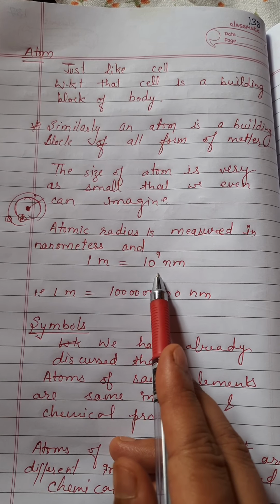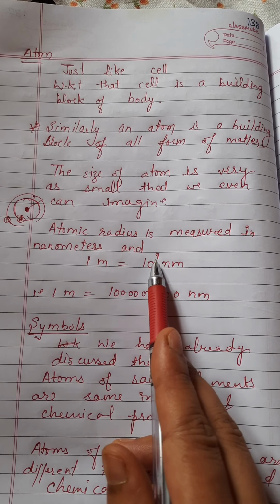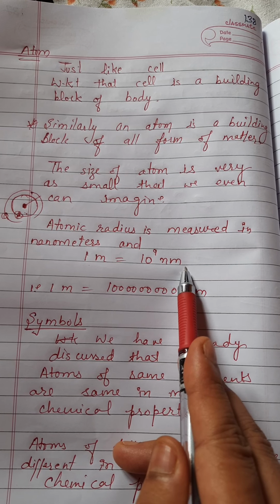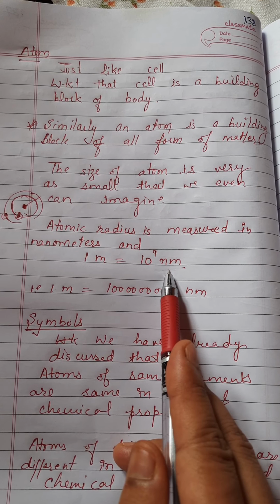1 meter is equal to 10 raised to the power 9 nanometers. Okay, it means a nanometer is very small.